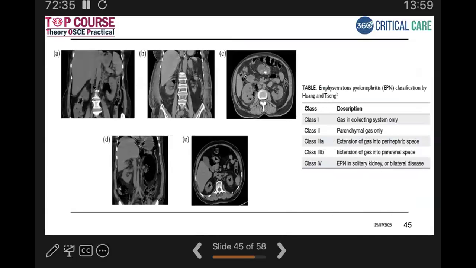Class 1 is gas in the collecting system only. Class 2 is gas in the parenchyma. Class 3A is extension of the gas into the perinephric spaces, and class 3B is the extension of emphysematous changes into the pararenal space. Class 4 is where the entire kidney is full of emphysematous changes. That is how you classify emphysematous pyelonephritis based on Ong and Singh.